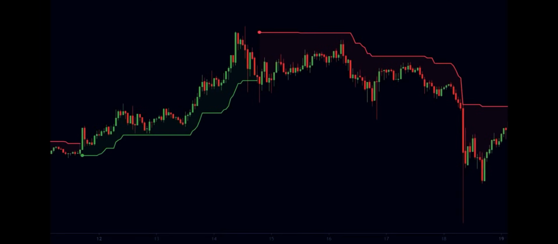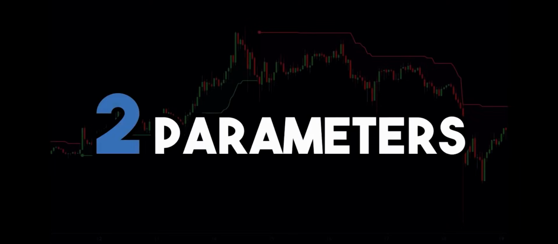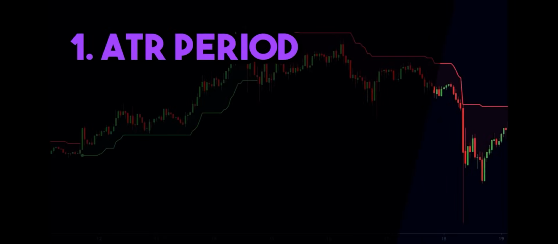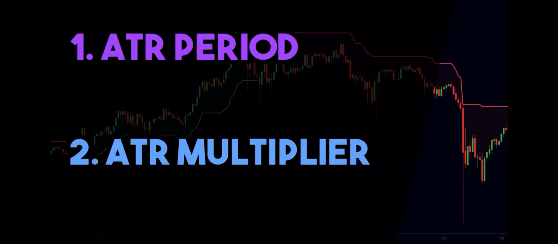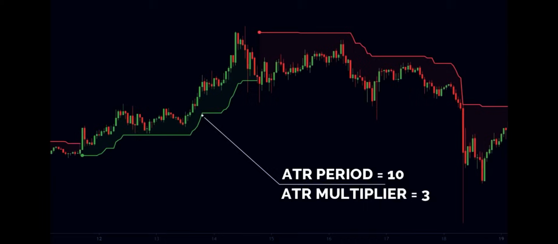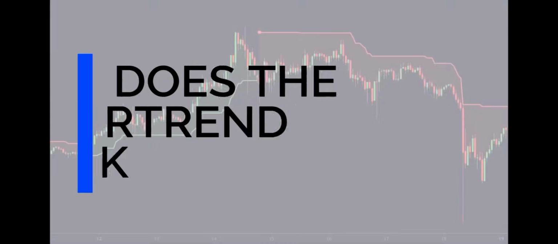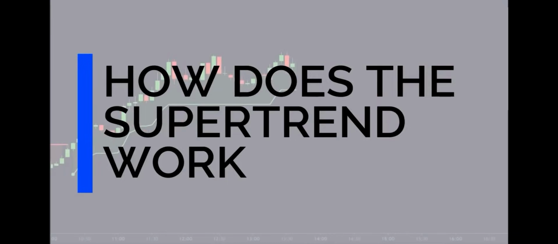The Supertrend is based on the ATR indicator. Hence, there are basically two parameters that affect the Supertrend. The first is ATR period, and the second is ATR multiplier. By default, the ATR period is set to 10, and the ATR multiplier is set to 3. In my opinion, these settings are good enough for trading, but you can play around with different settings to suit your style. Now let us look at how does the Supertrend work.